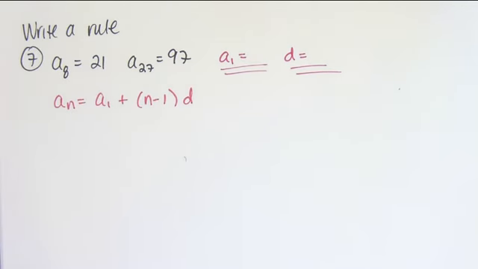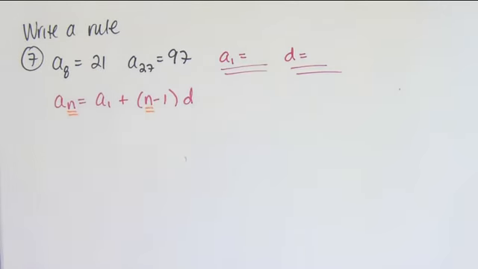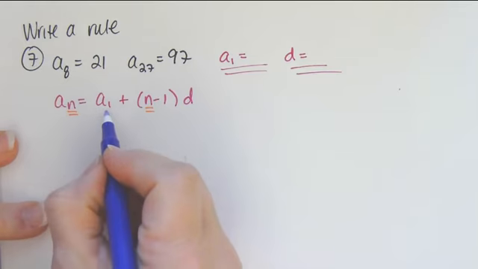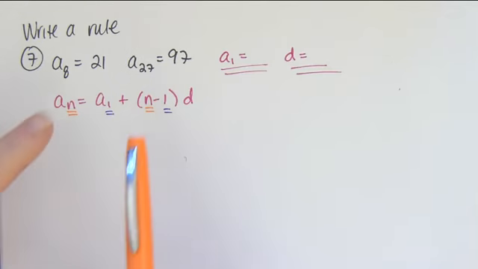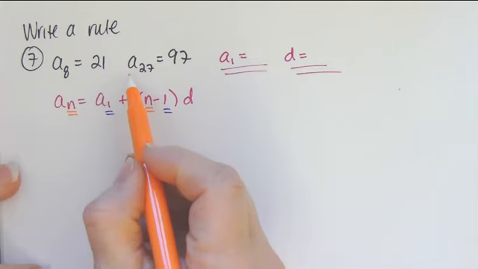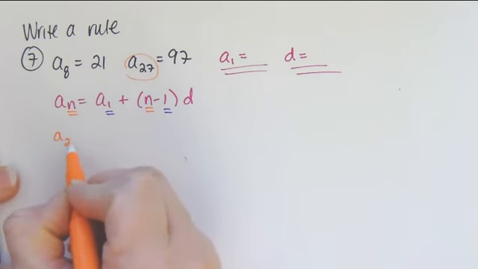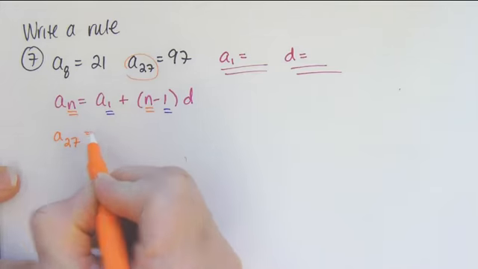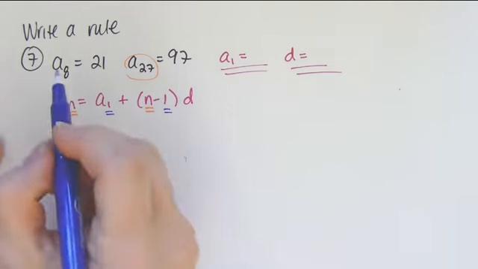I've already kind of pointed out that this n will always match with that n. But if you notice here, there is an a sub 1 that matches with that 1. So what I'm going to do is replace those with what's given to me. So I have a sub 27, so I'm going to start with that just because it's the bigger number. And I'm going to write a sub 27 right here. Equals, instead of a sub 1 now, I'm going to use a sub 8.